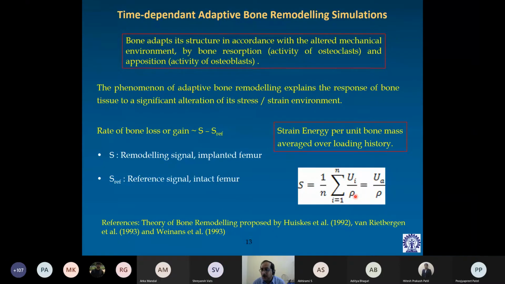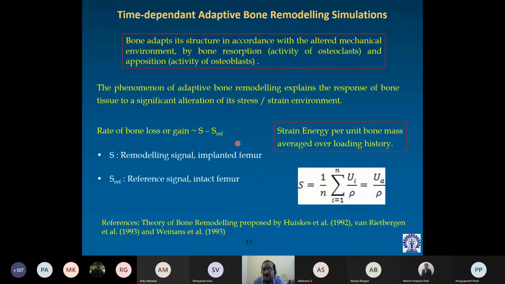So U_i by rho. If you have a finite element model of the bone, each element is supposed to have an apparent density value, and each element will have a strain energy value due to the loading, say a particular loading condition. So U_i by rho corresponding to one particular load case, you can calculate. Then you can have n number of load cases. You keep on calculating for each load case, and finally you average it, which gives you the S value. In case of the implanted femur, it will refer to the remodeling signal. In case of the intact femur, it will refer to the reference signal.